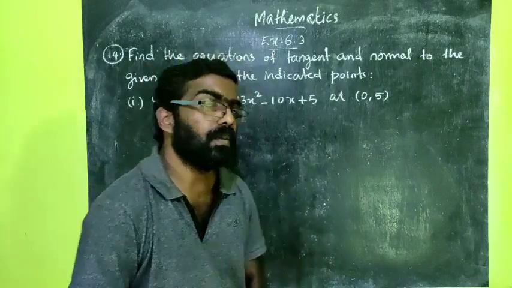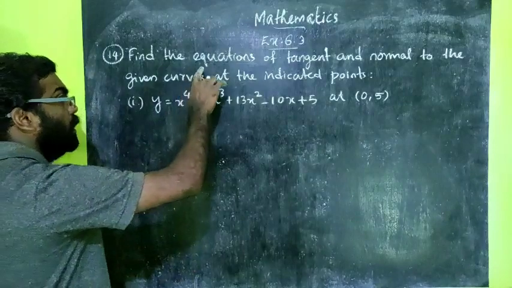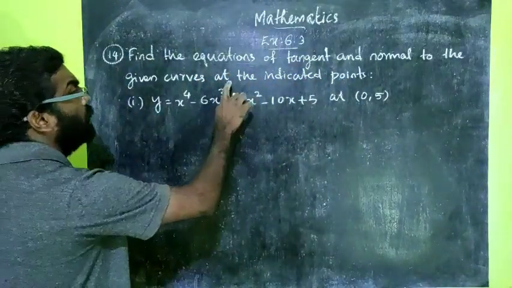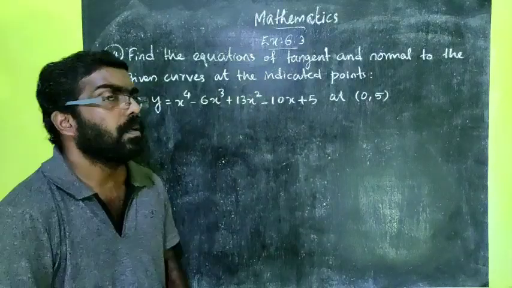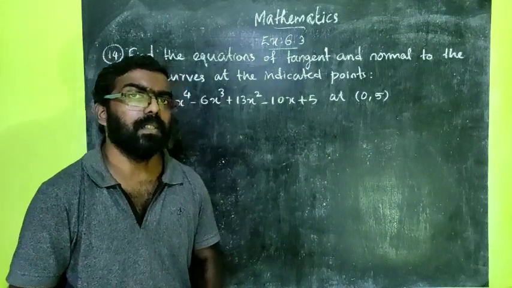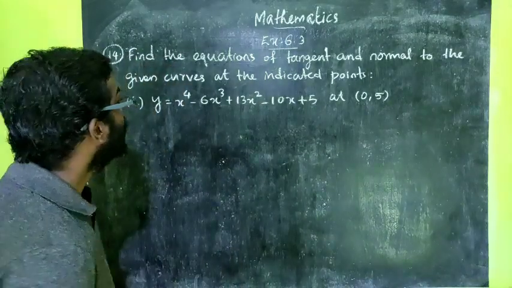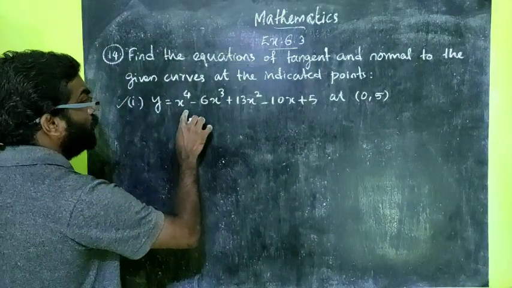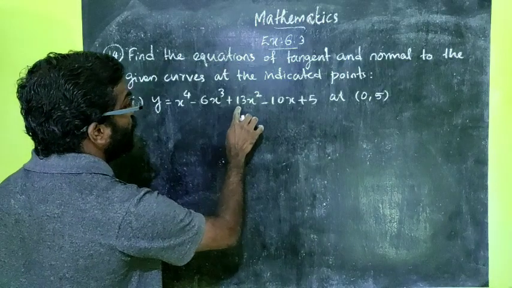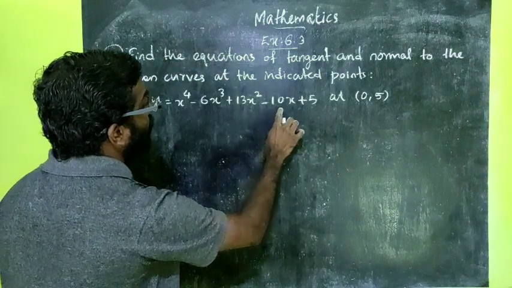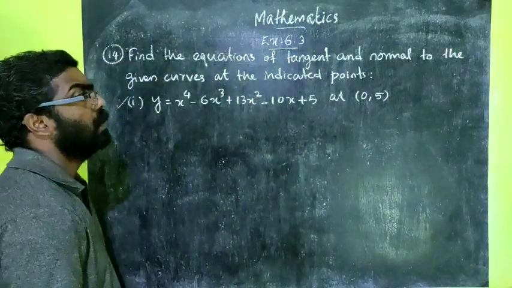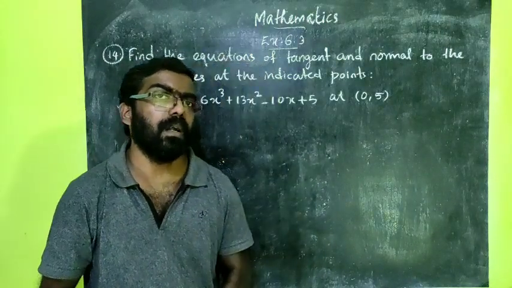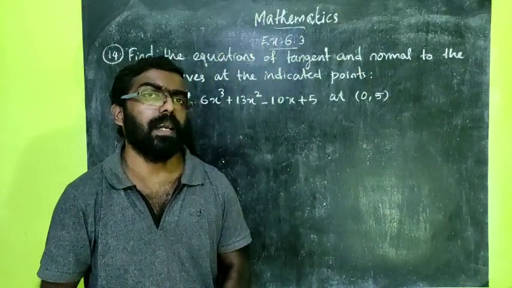Now we move on to question number 14. Find the equations of tangent and normal to the given curves at the indicated points. Here we are given 5 sub questions. We can discuss one by one. Okay. So the first one is y is equal to x raised to 4 minus 6x cube plus 13x square minus 10x plus 5 at 0, 5. We have to find the equation of tangent and normal.